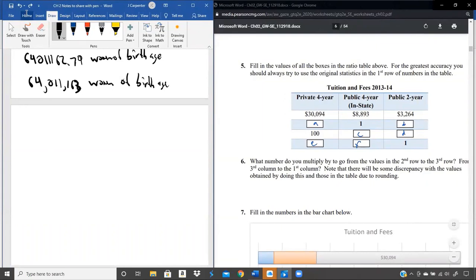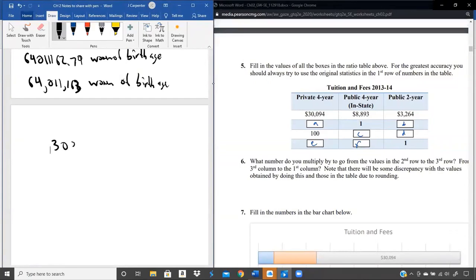So we take the 30,000 over the A and set it equal to the 8893 over the 1. Again, this is my box. 3 corners have numbers, 1 has a blank. Can you see that? I hope you can see that. I'm circling around these 4 spots. So we're going 30,094 over A equals 8893 over 1.